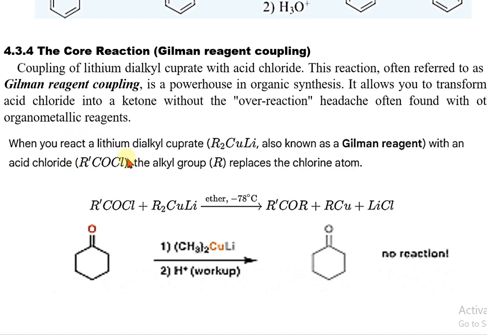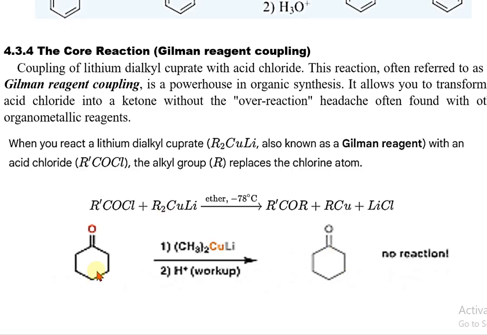When you react lithium dialkyl cuprate, also known as Gilman reagent, with an acid chloride, this is the acid chloride, the alkyl group replaces the chlorine atom. So one of the alkyl groups here, a negatively charged carbanion, will attack, and this chlorine will leave the structure to give you the ketone. So the ketone cannot be further reacted with the Gilman reagent as in the Grignard reagent.